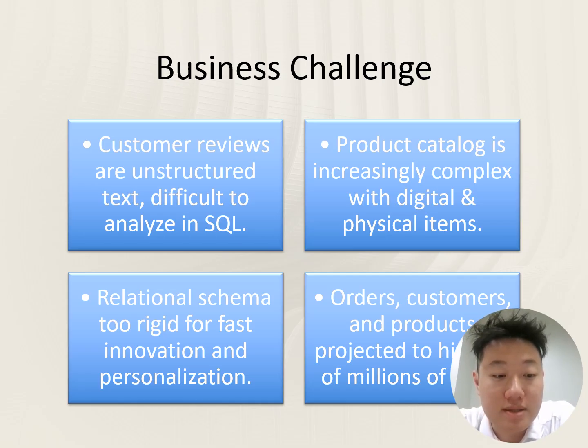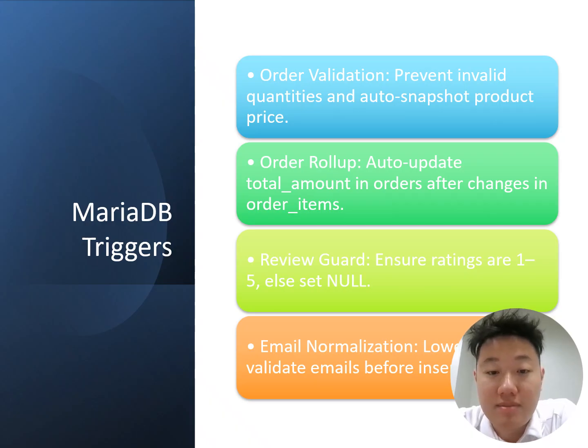Okay. In MariaDB triggers, let's do an overview. In this milestone, I implemented 2 trigger groups. Trigger group 1 is to keep orders.total_amount accurate whenever order_items change. And trigger group 2 is to protect review quality by forcing ratings outside 1 to 5 to null. I will walk through setup and live tests so you can see the results change.